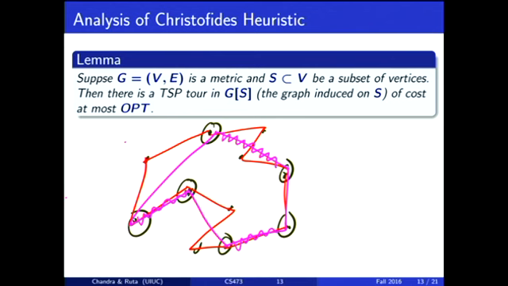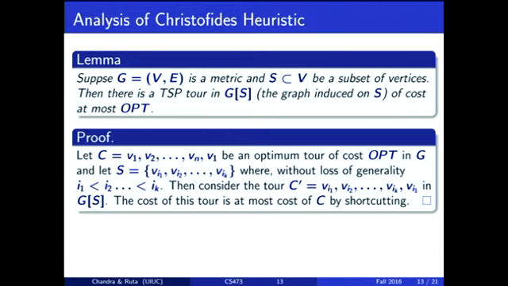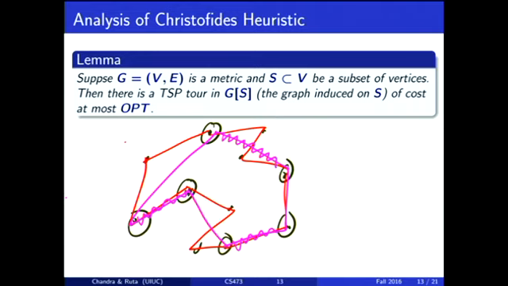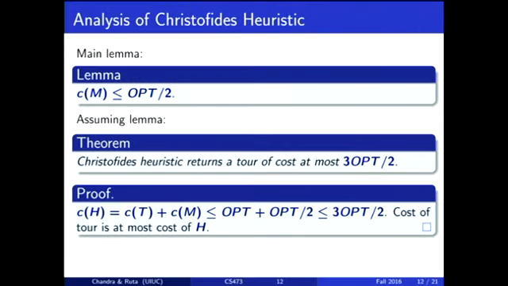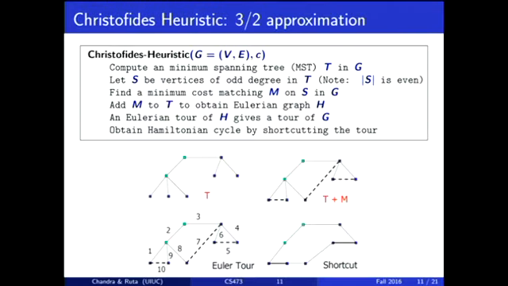That's the proof, right? The algorithm is very simple. You compute a minimum spanning tree. That's efficient, you can do it easily. We all know how to do it. And then you look at the odd degree vertices and compute the minimum cost matching.